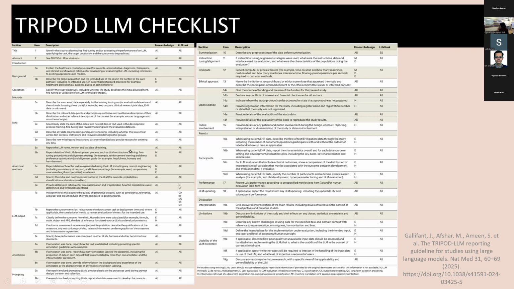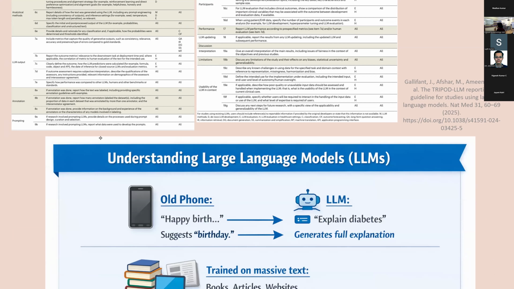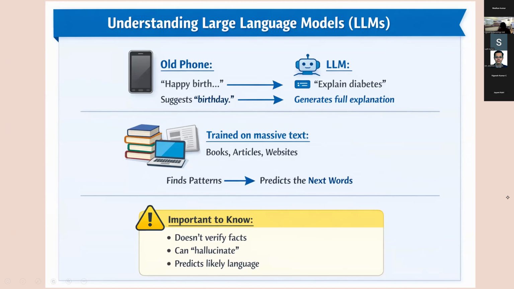And the article I'm looking at today again uses large language modeling, and we'll see how far the article aligns with this checklist as well. What is a large language model?